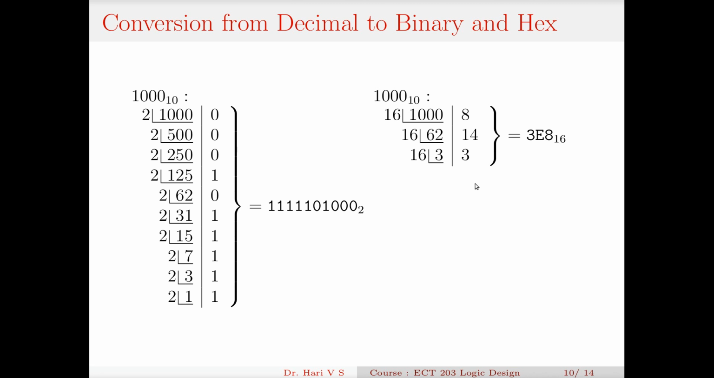So this is how the conversion between decimal to binary and hex, and the conversion between binary and hex, is pretty straightforward.